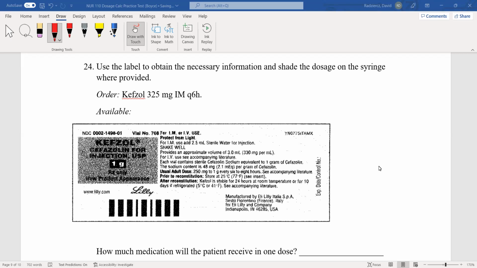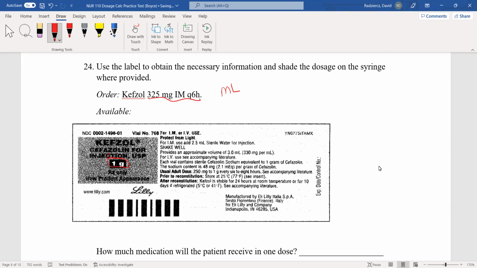So you'll see that we have an order for the Kefsol 325 milligrams intramuscular every 6 hours. Now, if you're on a test where it says how much will the patient receive in one dose and it's intramuscular, you know right off the bat that you're giving them milliliters. Typically, you would look at your label and you would say, oh, okay, I'm looking for either milligrams per milliliter, grams per milliliter, maybe even per teaspoon. But this says 1 gram, and that's all it says. It doesn't say anything about milliliters. So that's your key that you're dealing with what's called a reconstitution type of question.